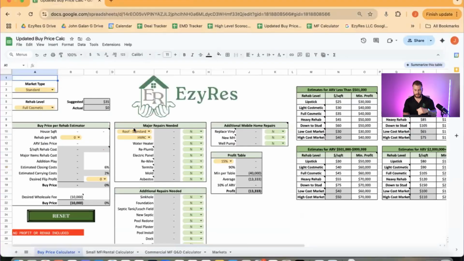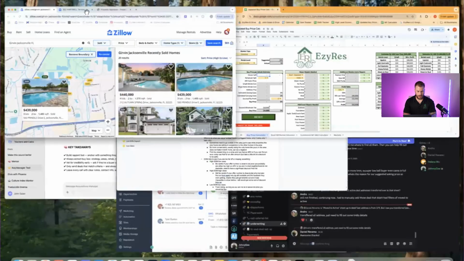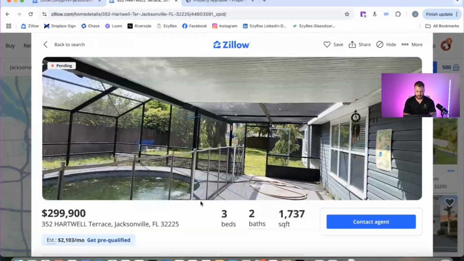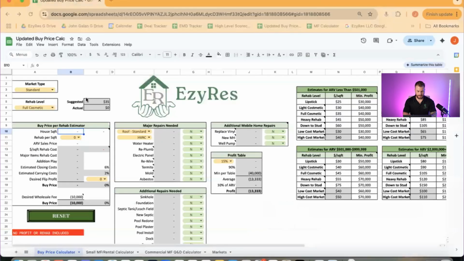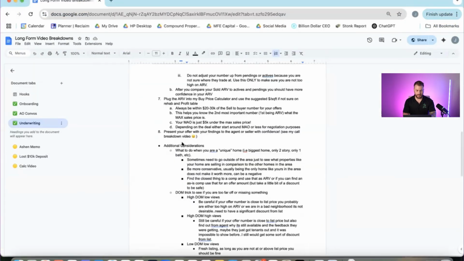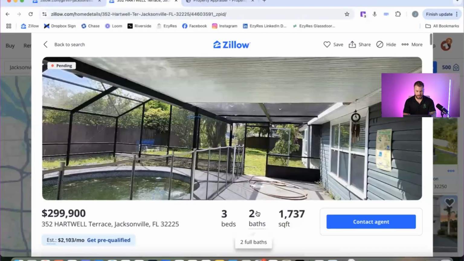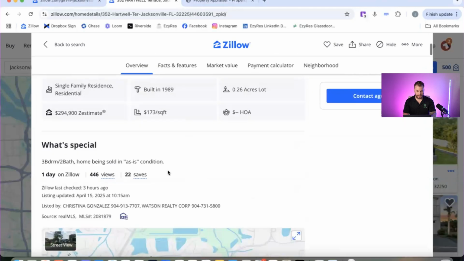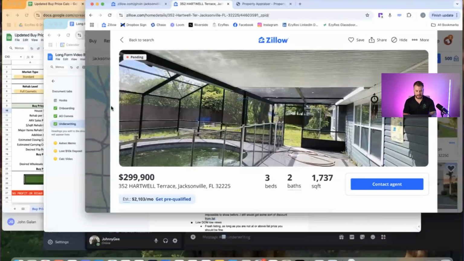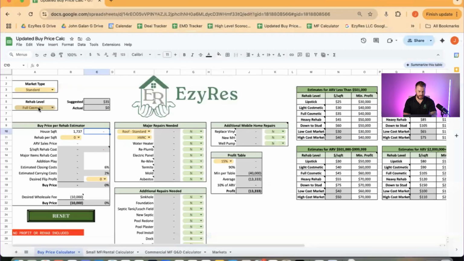And this is the buy price calculator that I made. So I'll put in the house square footage, right? We are 1737 square feet. I can't tell the photos from here. It doesn't give me any photos, but let's just say, for the sake of this example, it's just a normal cosmetic. So I'm going to put this to low cost because I know it's Jacksonville. You can get things done for cheaper, and full cosmetic, right? ARV, I said, was 410.